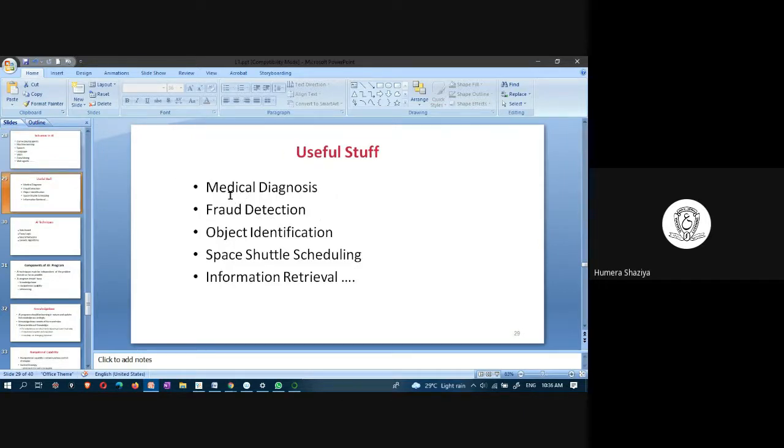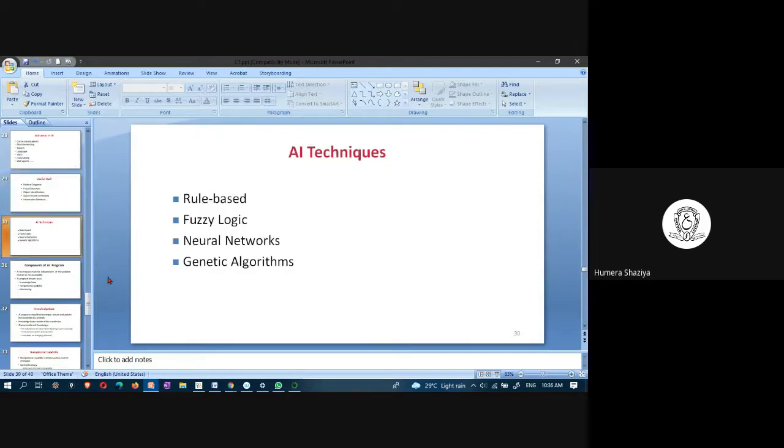Where is AI useful? AI is useful in medical diagnosis, fraud detection, object identification, space shuttle scheduling, information retrieval. These are the applications of AI. AI techniques can be rule based, fuzzy logic based, neural networks, genetic algorithms, and this list is also not complete. Here only four are mentioned. All machine learning techniques that you learn belong to AI only.